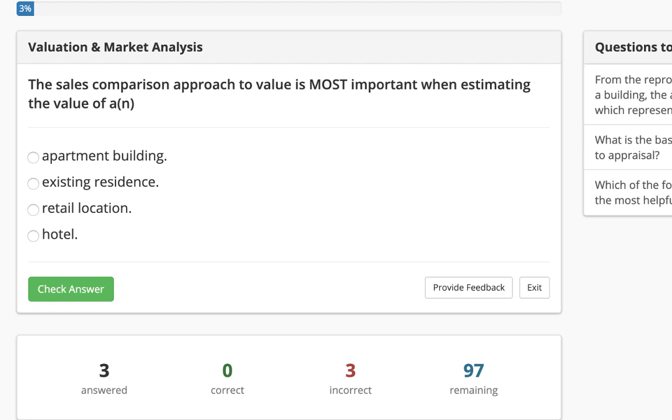So now we're going to talk sales comparison approach. The sales comparison approach to value is most important when estimating the value of an apartment building A, B, an existing residence, C, a retail location, or D, a hotel. What do you all think with this one, sales comparison approach? How do we feel about that?